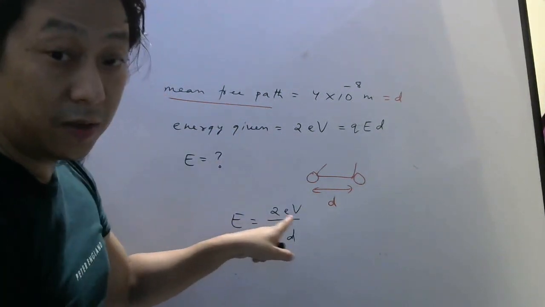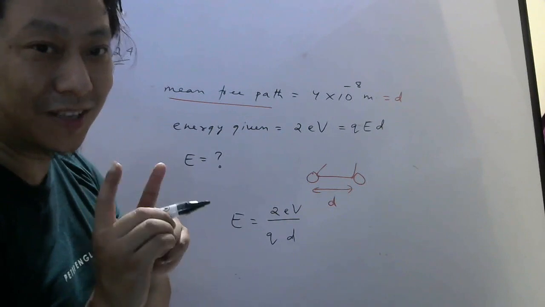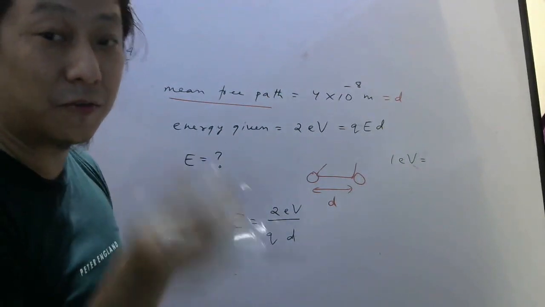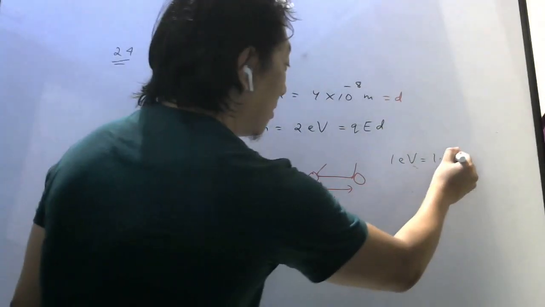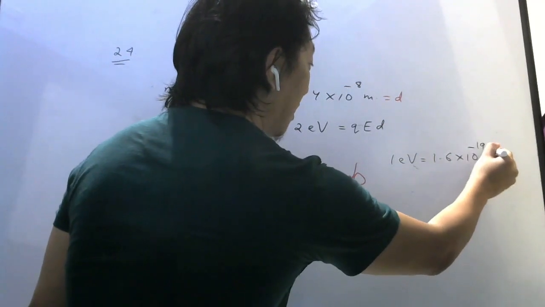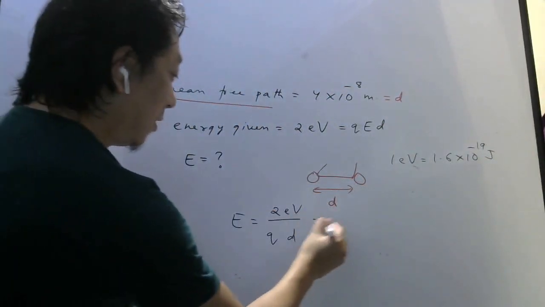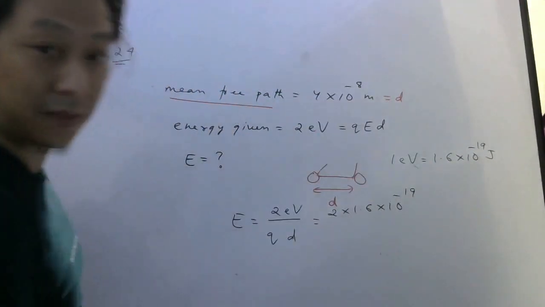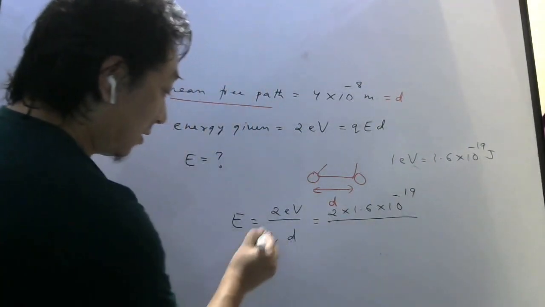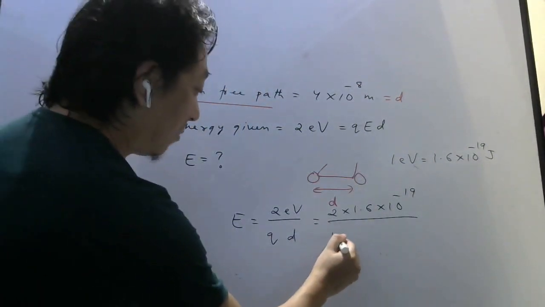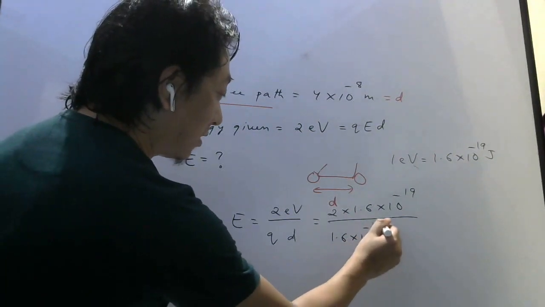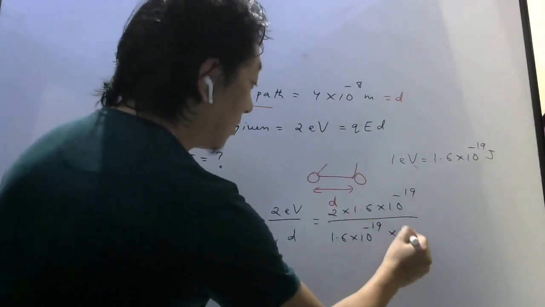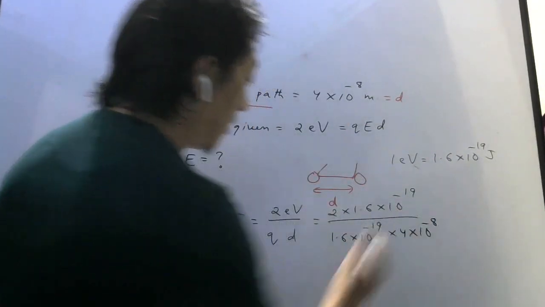2 eV divided by Q into d. Now, this eV is only a unit. I hope you know that. 1 electron volt is a unit of energy. If you convert it into SI unit, it is 1.6 into 10 power minus 19 joules. So 2 eV will be 2 into 1.6 into 10 power minus 19 joules. And what is the charge of the electron? The charge of the electron in magnitude is 1.6 into 10 power minus 19 coulomb. And this d is this distance, which is given. Average distance is 4 into 10 power minus 8.